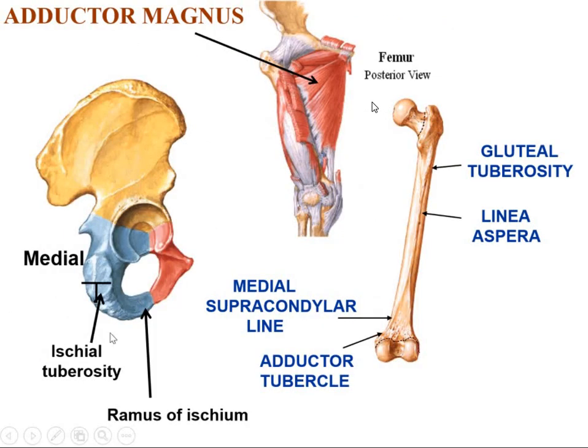So this is your ischiopubic rami and this is your ischial tuberosity. I told you earlier also, it is that part of the hip bone on which we sit, which touches the ground when we are sitting. This whole thing is your ischial tuberosity, but we are concerned with only this much part. This is the hamstring part of adductor magnus, which will originate from here and from the ramus of the ischium.